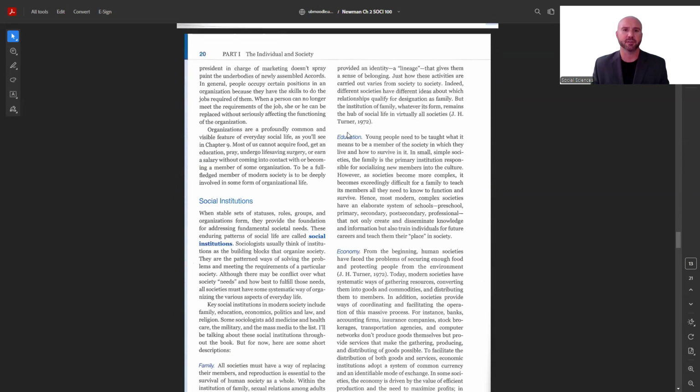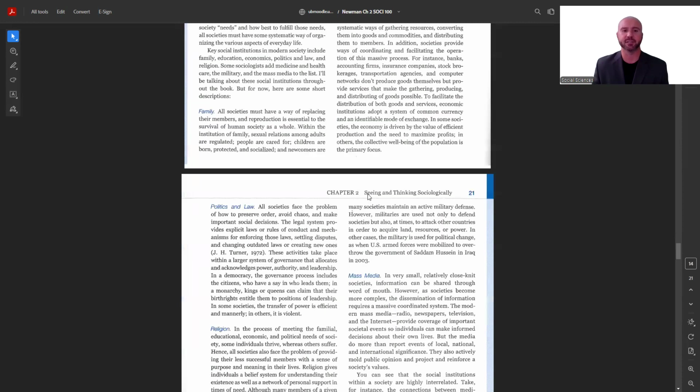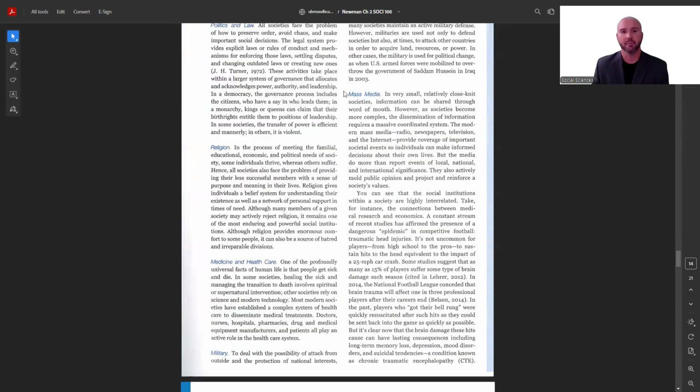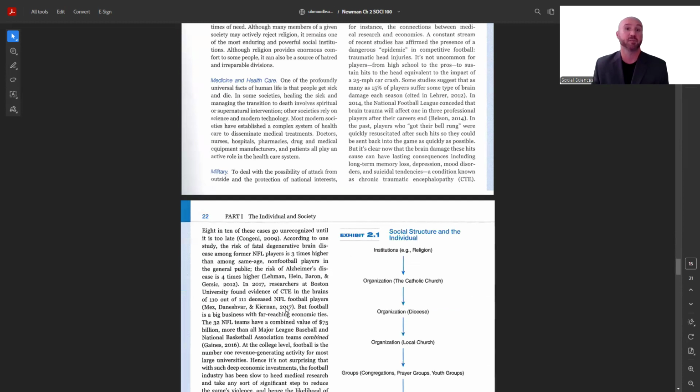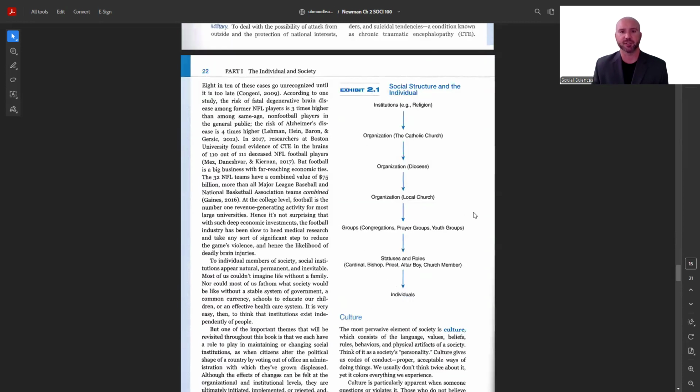And all of these other institutions are very, very similar, except for maybe the family. Like the family doesn't necessarily have an organization that's associated with it. A family unit is a certain type of group that's kind of different from other institutions and groups. And I'll explain that here in a second. But all of these other social institutions, education, the economy, politics and law, mass media, religion, medicine and healthcare, military, sports, science, leisure, many, many others have organizations that are associated with them.